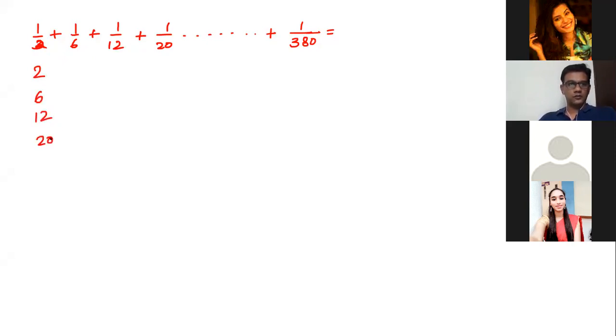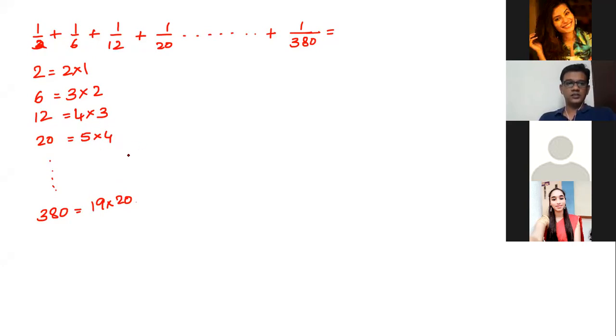So if I look at 2, 6, 12, 20, I realize 2 is nothing but 2 into 1, 6 is nothing but 3 into 2, 12 is nothing but 4 into 3, 20 is nothing but 5 into 4. And all the way when I go to 380, it is nothing but 20 into 19. All of you got this? So I identified a pattern that they are all products of 2 successive numbers, one after the other.